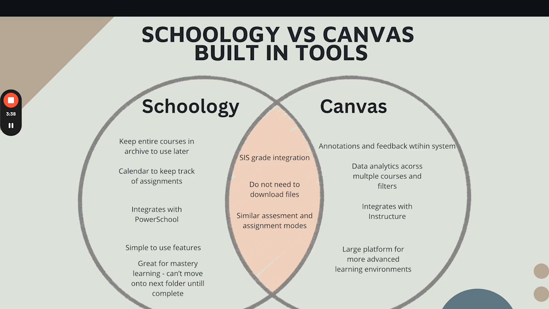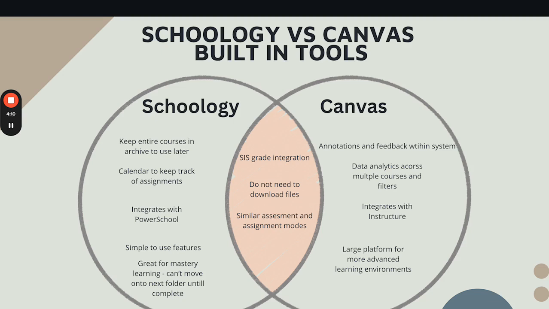In terms of built-in tools, I'm going to take a look at Schoology and Canvas and then Blackboard and Moodle. Schoology is incredible for being able to keep courses and archives in terms of its integration. It's kind of simple to use features. It's also really great for mastery learning, whereas Canvas provides a lot of important data. It's a really large platform and can lead to more advanced learning environments.